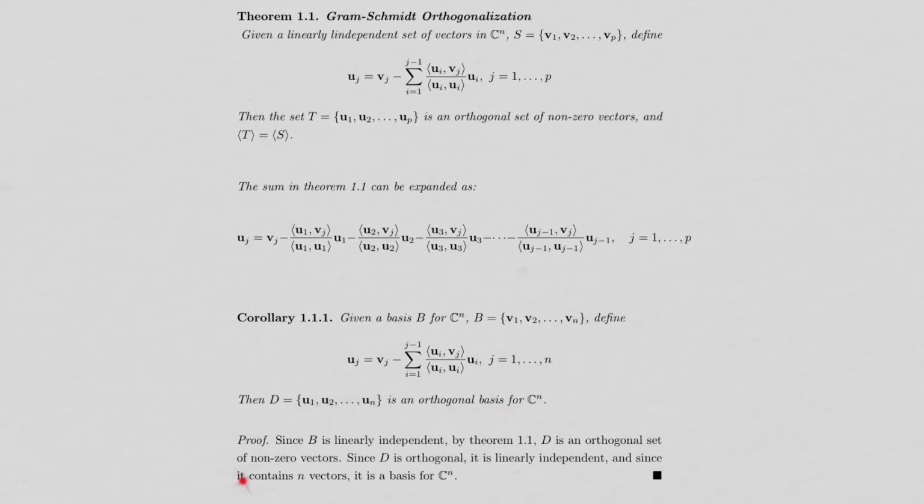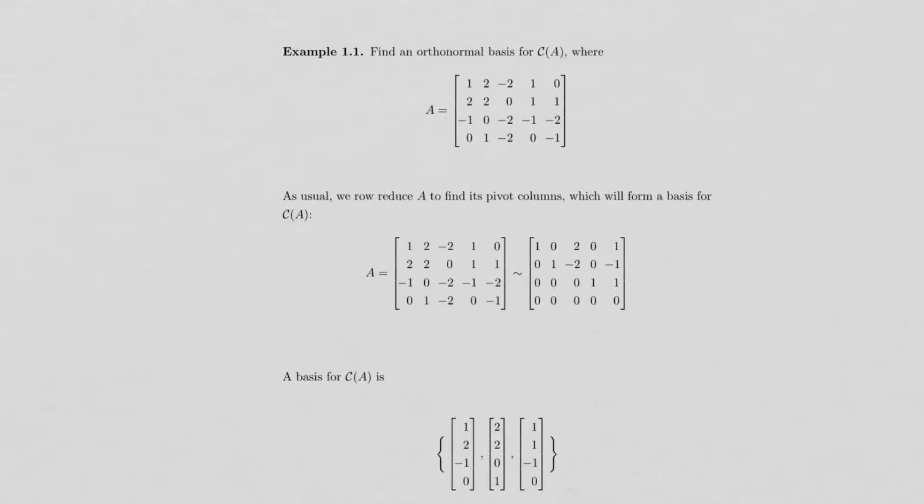The proof is very straightforward and follows directly from the theorem, which is why we call this a corollary. The theorem tells us that this set is an orthogonal set and that its span is the same as the span of B. Well, B spans Cn because it's a basis, therefore D also spans Cn. Furthermore, since D is orthogonal, it's linearly independent, and therefore, as a linearly independent set in Cn, it's a basis for Cn. All right, let's do an example that uses the Gram-Schmidt algorithm.